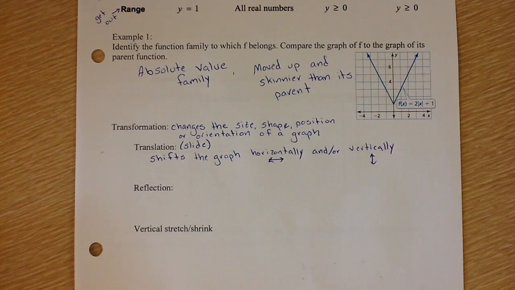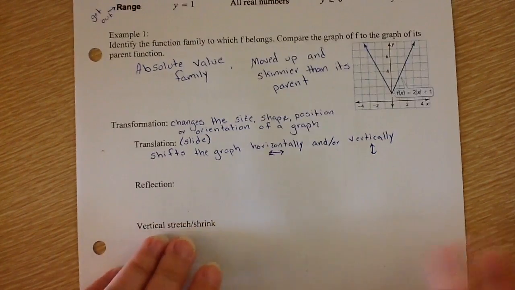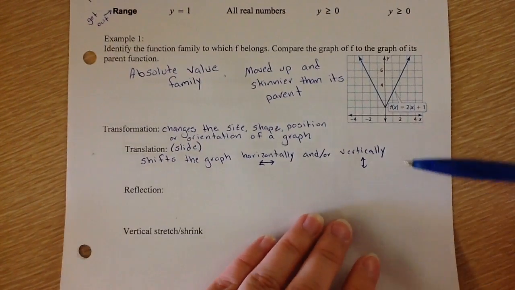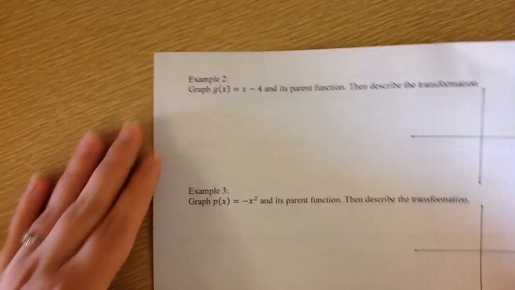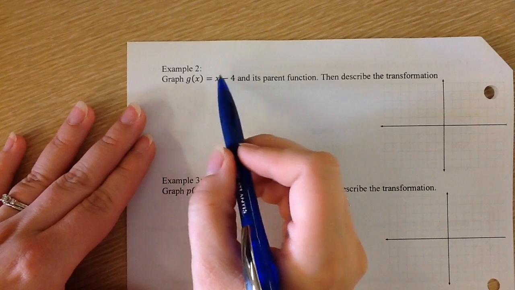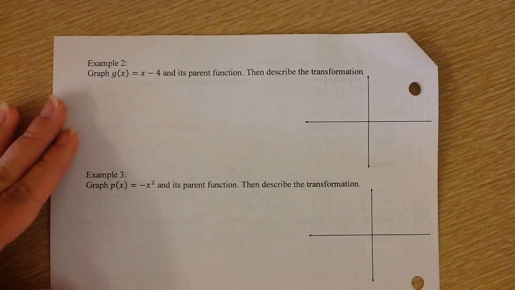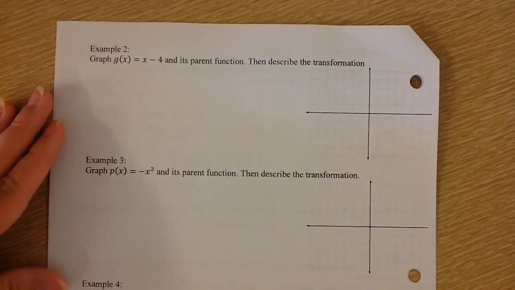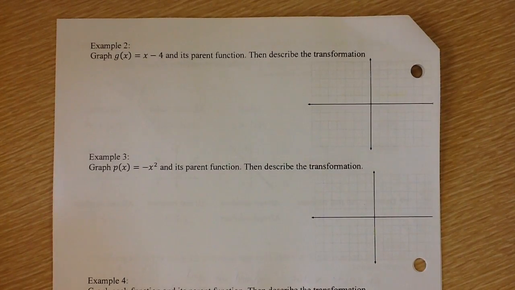So that's what a translation does. That's our first type of shift. So let's go ahead and flip over. Let's do an example with a translation. It says graph g of x equals x minus 4 and its parent function, then describe the transformation.